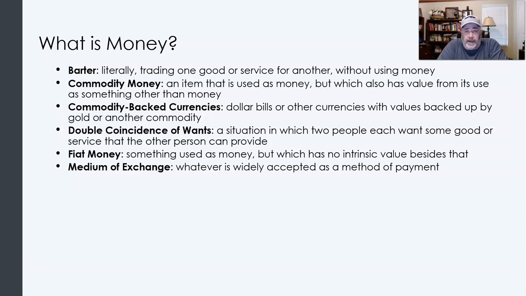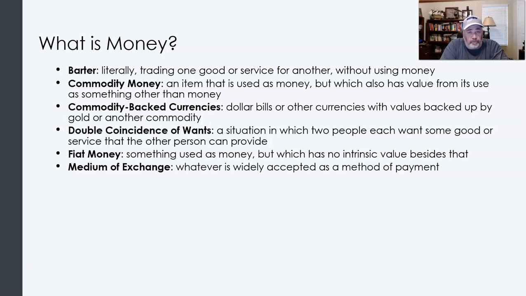There's different kinds of money. We're going to talk about 2 different kinds: commodity money and fiat money. We will talk about each of those. And money has 3 different functions that we're going to talk about as well. So the first kind of money, commodity money, is any item that's used as money but has some value from its use as something other than money. Gold. Gold has intrinsic value.